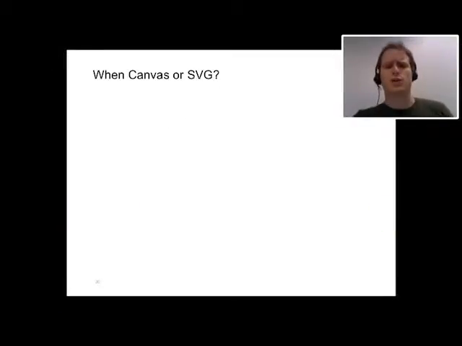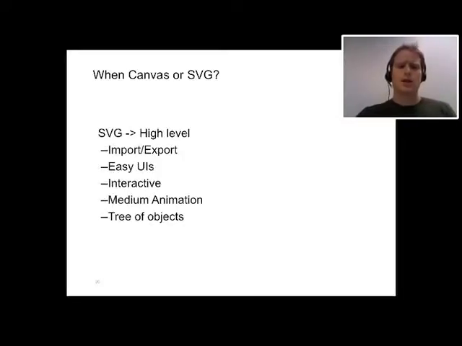So a really natural question is, when Canvas or SVG? When should you use one or the other? SVG is actually what's known as a retained mode API. In graphics, you have retained mode APIs and immediate mode APIs, and you need both for different situations. SVG is higher level. You want to use it when you need import and export, like I said, of graphical assets. You can load it into Illustrator, into Inkscape.